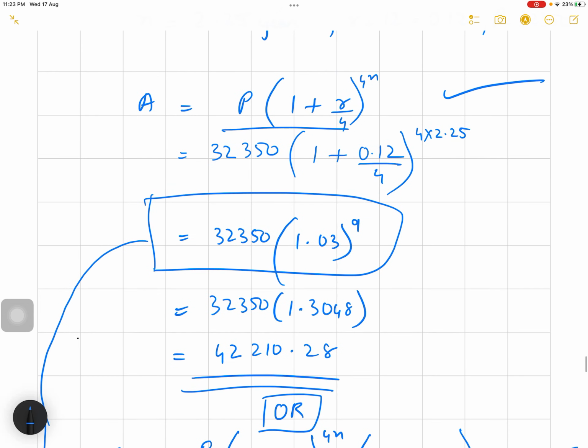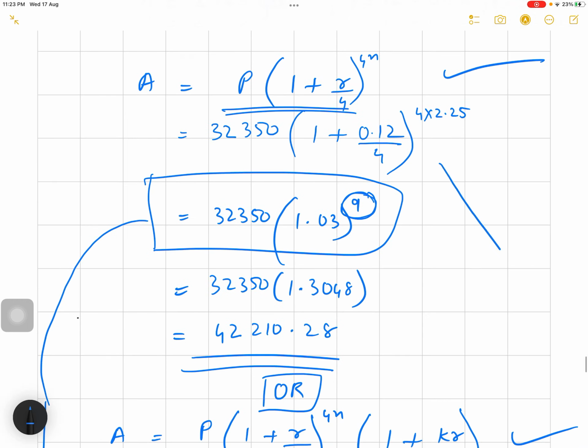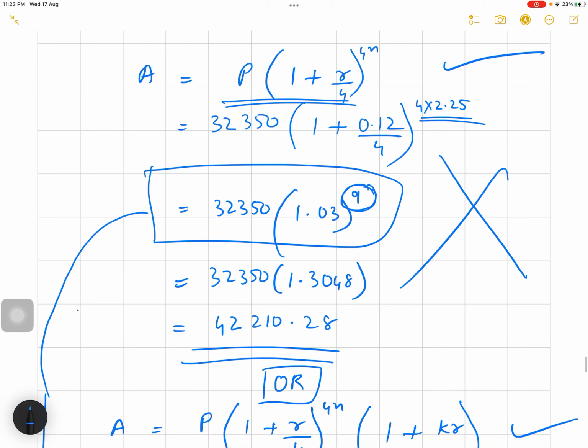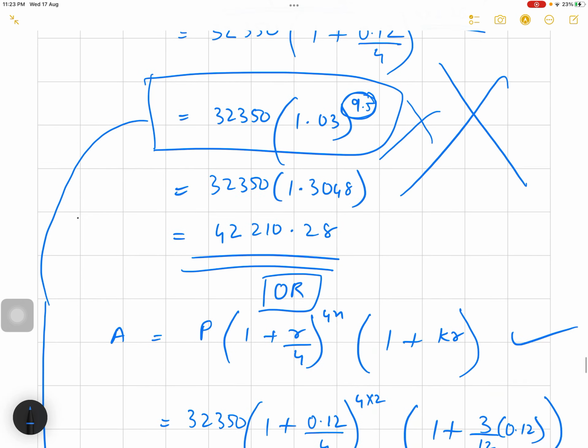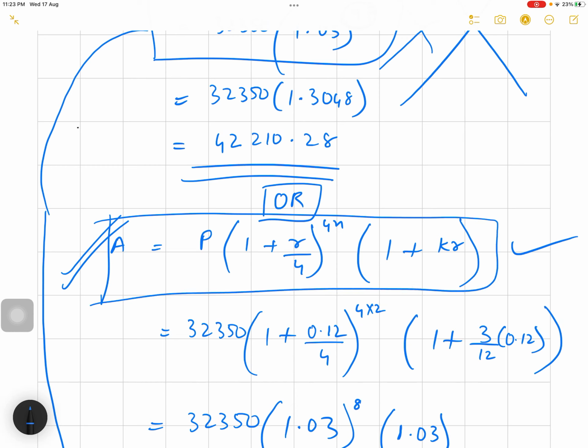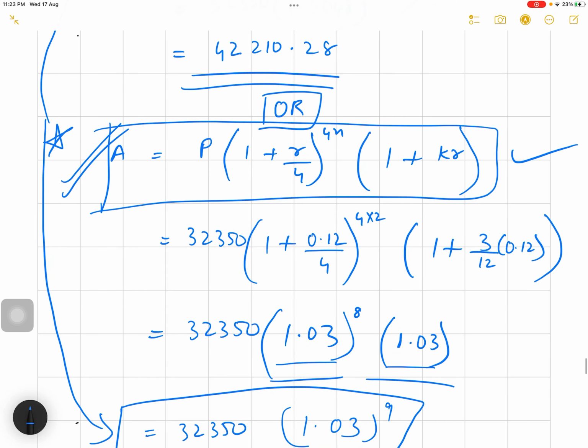When you are using this formula, you have to make sure this doesn't come in decimals. If it comes in decimals, you cannot use this formula. Suppose the answer when you multiply is 9.5, then you won't be able to calculate, right? So in that case you have to use this formula. In the exam it is better if you always use this formula. It will always give you the right answer.